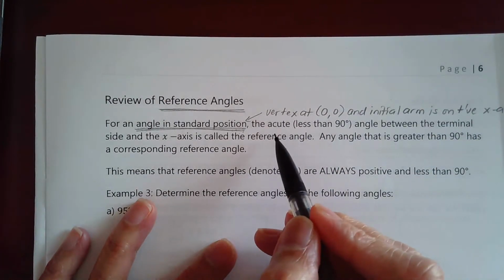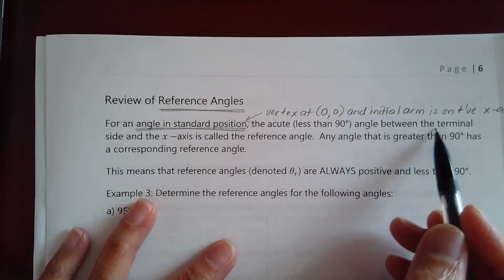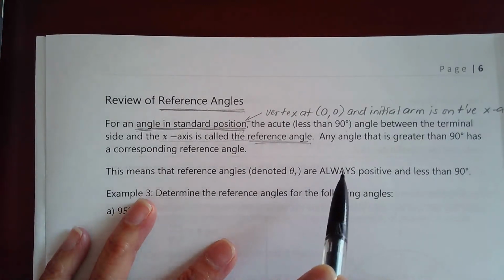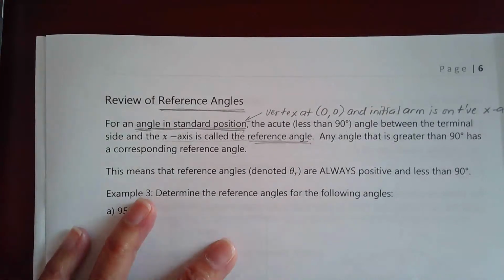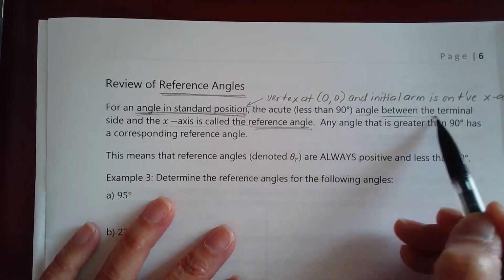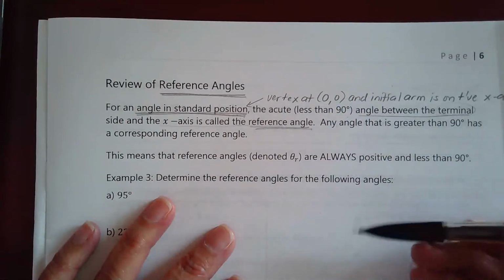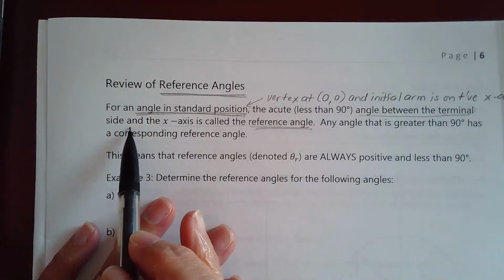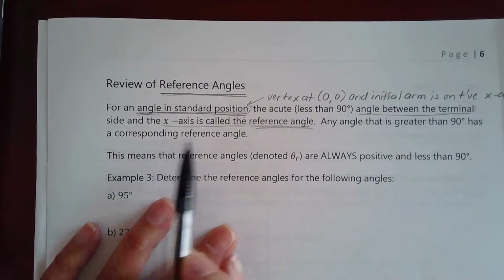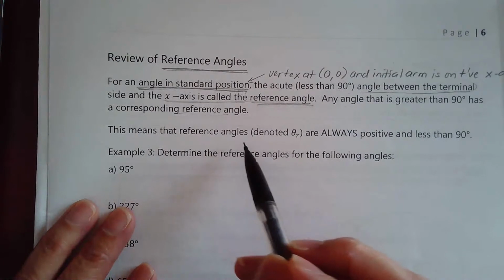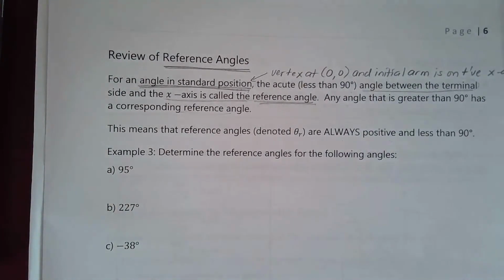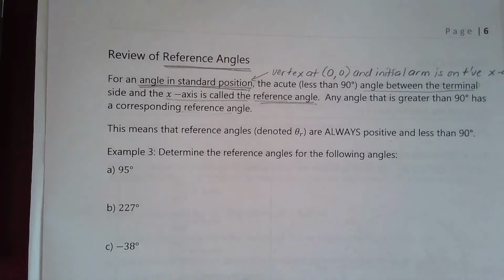Now, the acute angle between the terminal arm and the x-axis is called a reference angle. It's probably better to draw that out. A reference angle is the angle between the terminal arm, where the arm stops, and the x-axis. Any angle that is greater than 90 has a corresponding reference angle. This means that reference angles, denoted by theta r, are always positive and less than 90 degrees. Let's put a star beside it, because that's going to be super important.